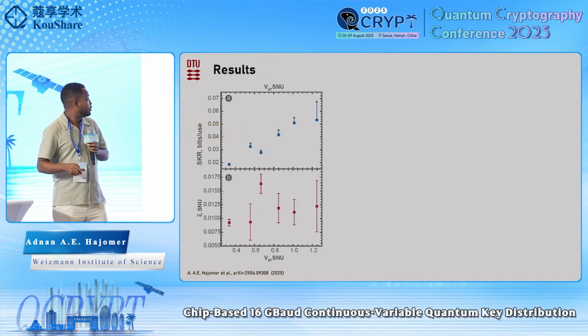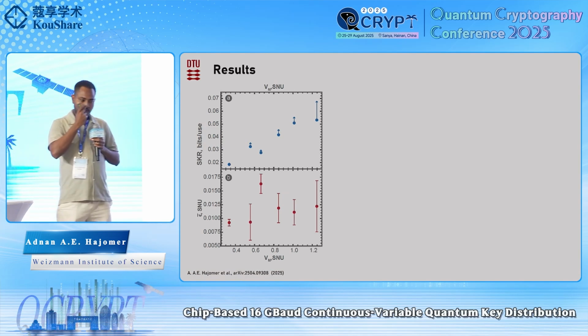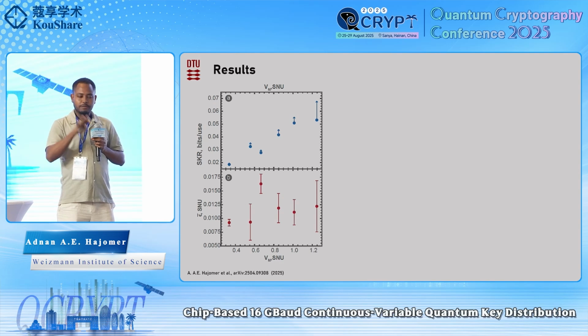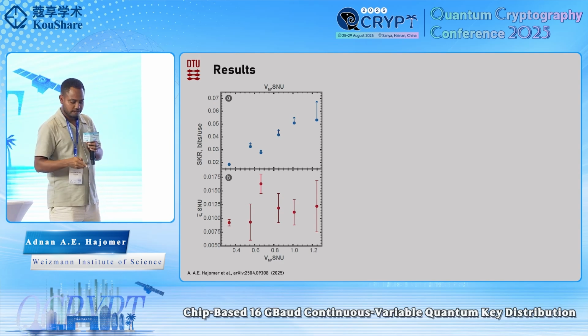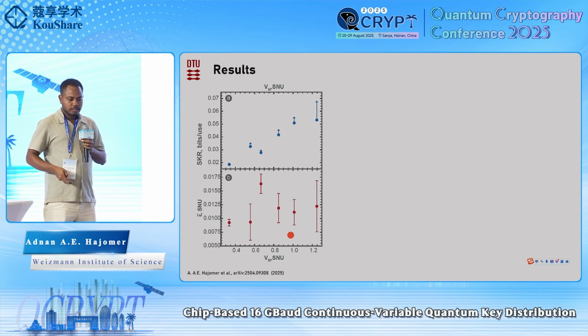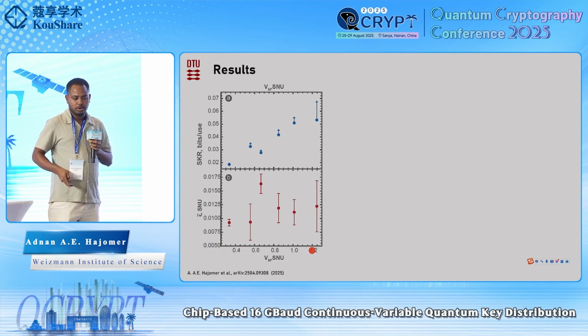Okay, so I will go very quickly through the results. First of all, we start by investigating the optimal parameters of the system. This is done by first looking at the effect of the modulation variance on the excess noise and the key rate. Here we sweep the modulation variance from 0.3 until 1.1.